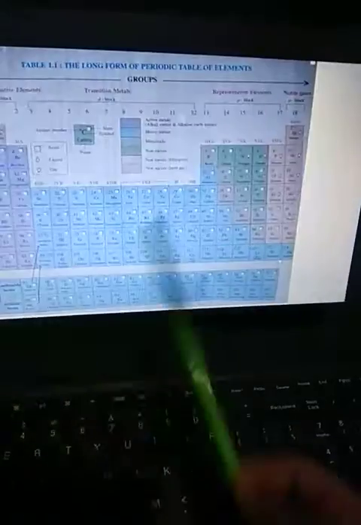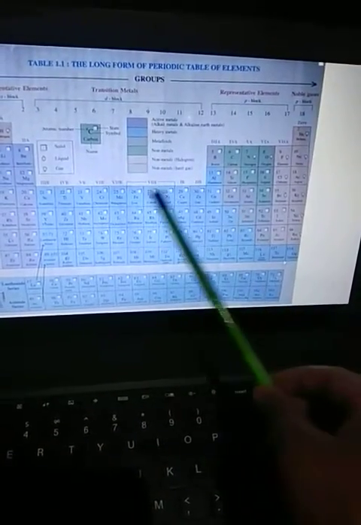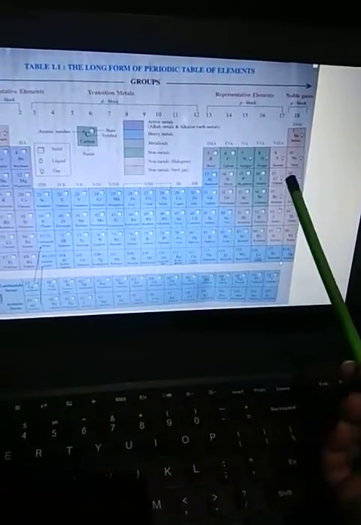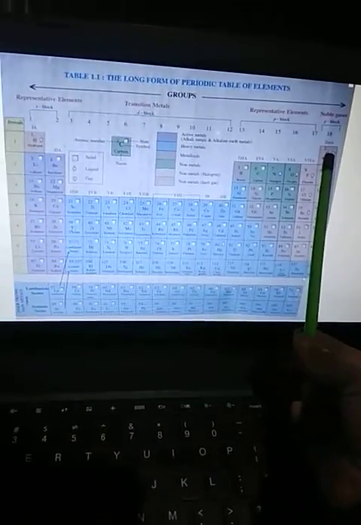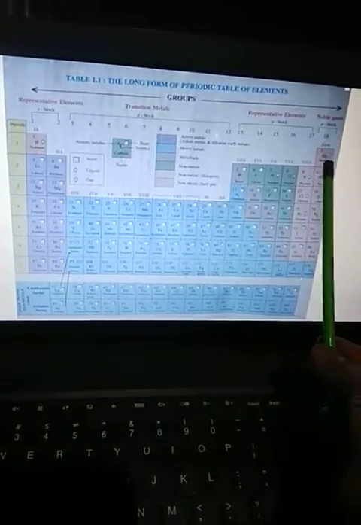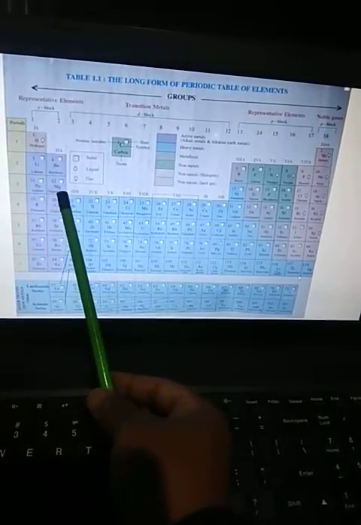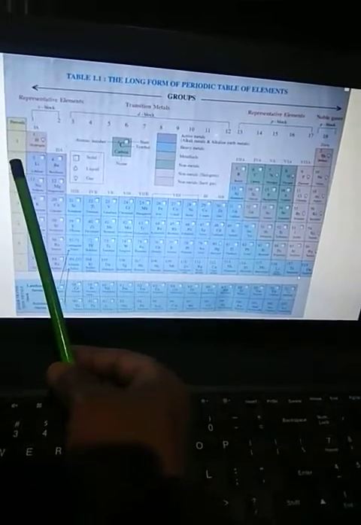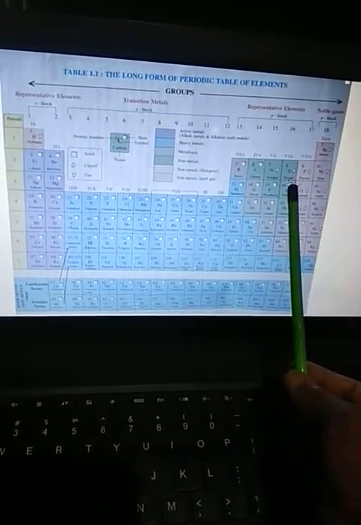Now we'll discuss the periods. In our syllabus for class 10 we need to focus on 3 periods: the first, second and third period elements. The first period is called the shortest period. The reason is that we have only 2 elements, that is hydrogen and helium. Period 2 and period 3 are called short periods as they contain 8 elements.